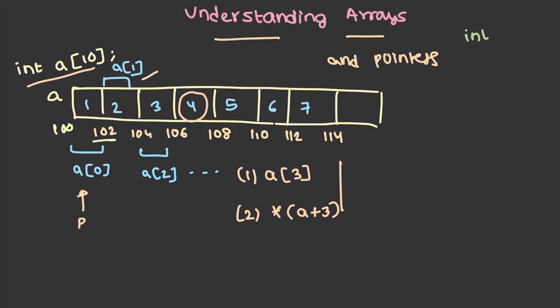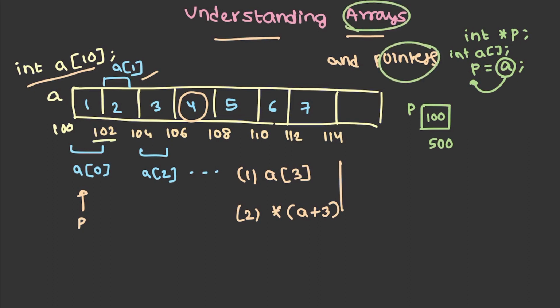I am trying to declare an integer pointer, and this pointer needs to store the address of the array. We know that A actually represents the address of the array, as A is an integer array. So we are trying to store the address in P. Now P is having 100 and let's say it is at a location of 500. We all know that arrays and pointers actually follow scaled operations. So as P is an integer pointer, if I write P plus 1, it will be transformed to 102.